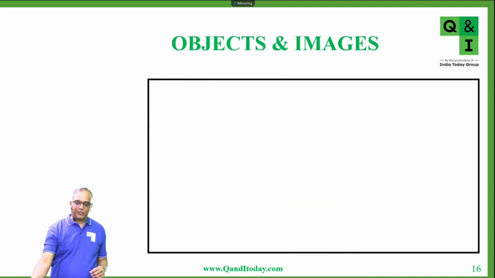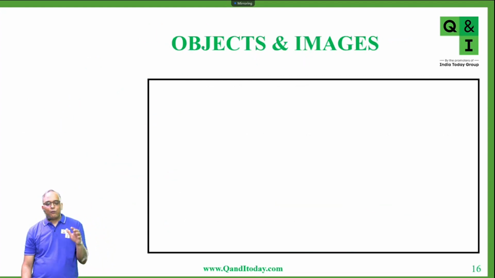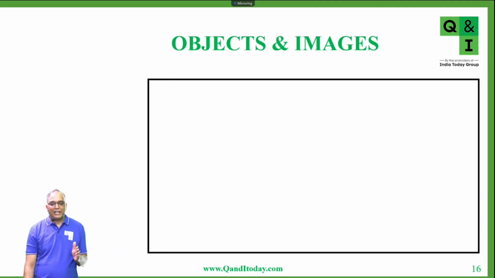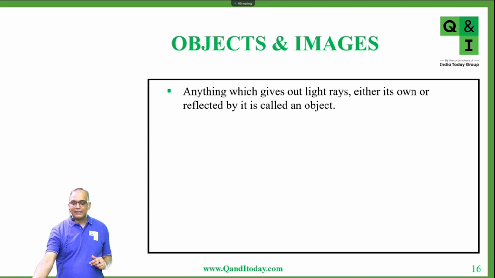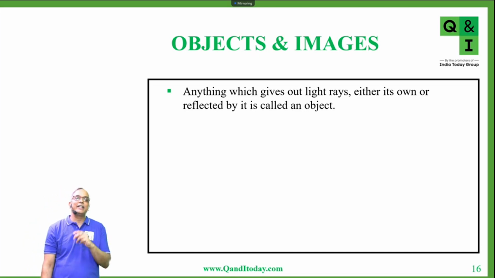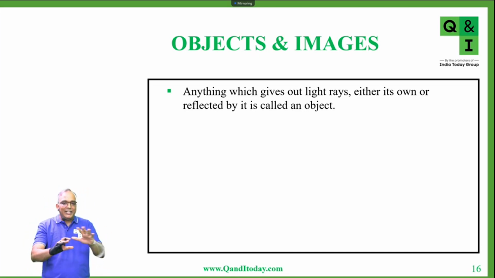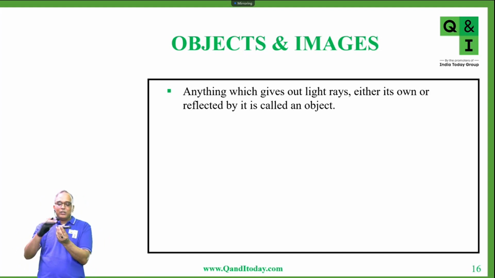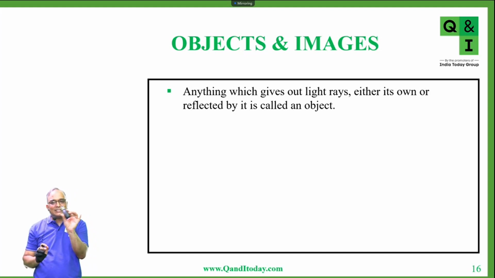Okay, students, thank you. Now let us understand what an object and an image mean. What is an object and what is an image? Anything which gives out light rays, either its own or reflected by it, is called an object. So any body which you can see here, for example this slide changer, is an object. Why? Because the light ray coming from the light bulbs gets reflected from this. It does not have its own light, right?